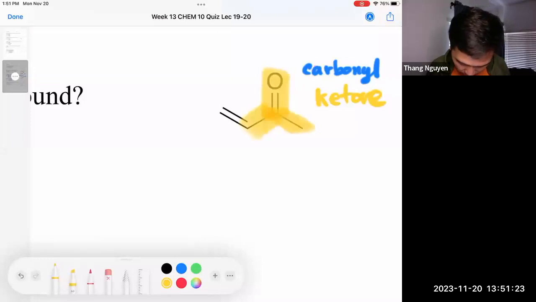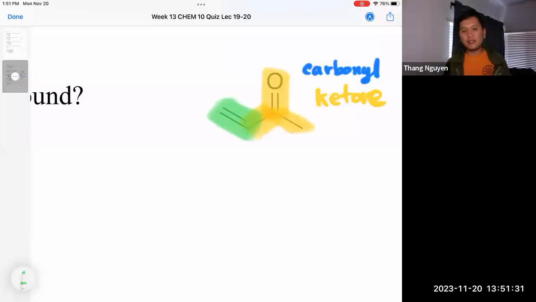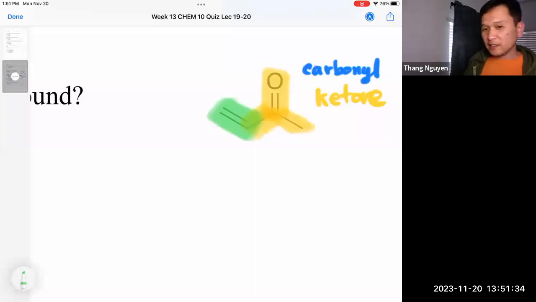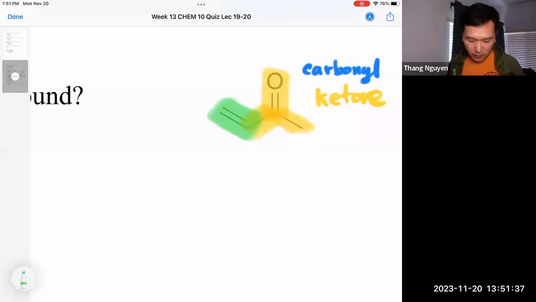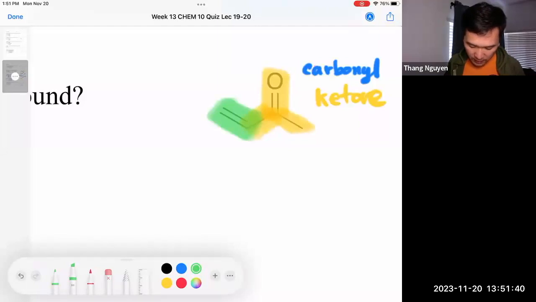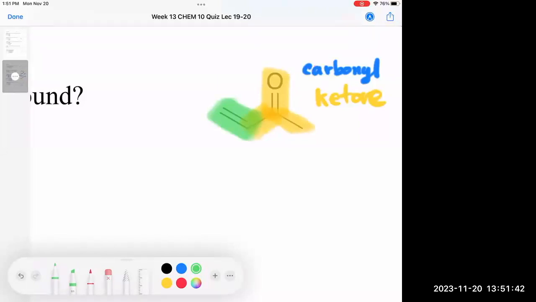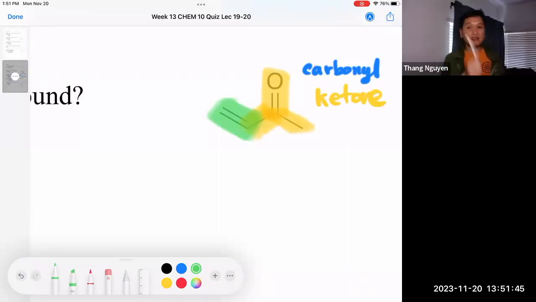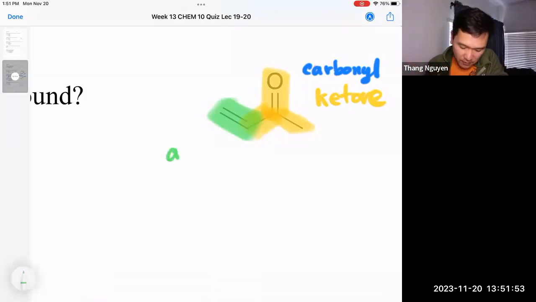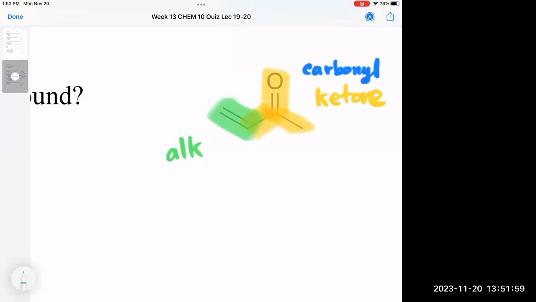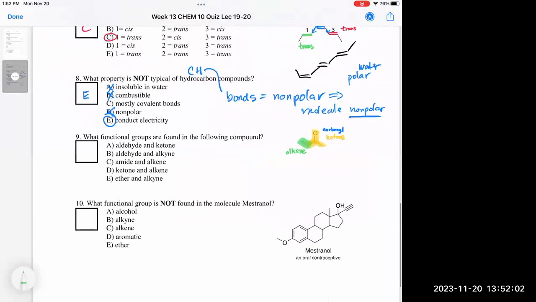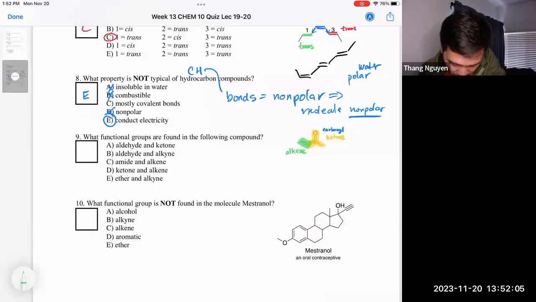What's the other functional group here? Let me highlight it in green. So that is another functional group. This is actually a hydrocarbon functional group, but more specifically, what is its name? Anybody? Aldehyde. Ooh, no, actually, an aldehyde is a C double O functional group, the carbonyl group. So it's not an aldehyde. It's close. Alkene. Yes, alkene. So the answer here is ketone and alkene, D.